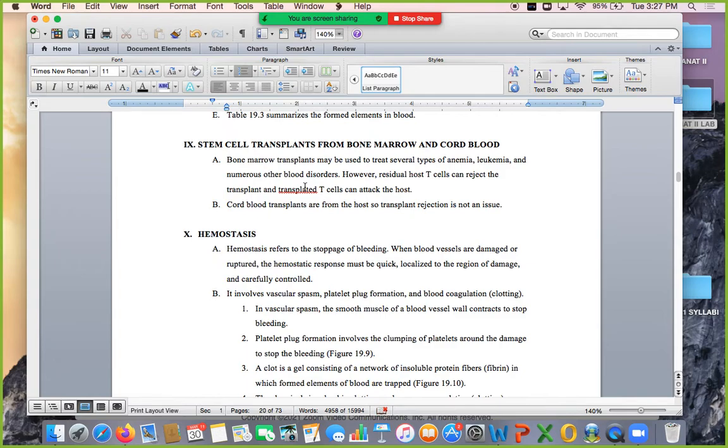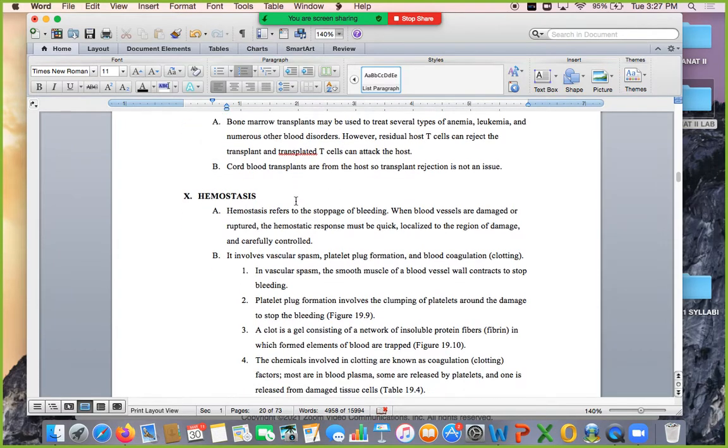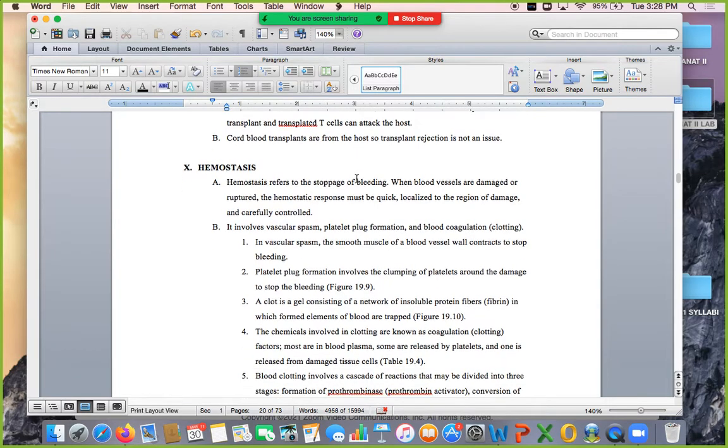We can use bone marrow transplants to treat anemia, leukemia, and blood disorders, etc. However, this can cause rejection issues. So a good way around that would be to use a cord blood transplant, coming from the actual host, so we don't have any immunorejection problems.